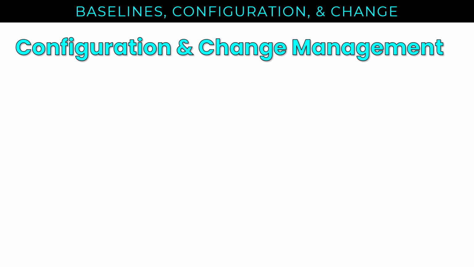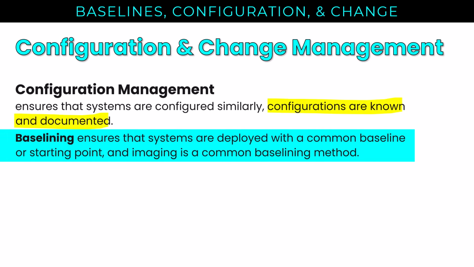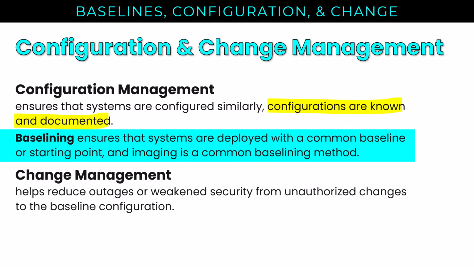So let's talk about baselining, and this really comes in the context of configuration and change management. So I'd like to tackle the bigger topic. Configuration management ensures that systems are configured similarly, configurations are known, and they are documented. Baselining ensures that systems are deployed with a common baseline or starting point, and imaging is a common baselining method. Now, change management helps reduce outages or weaken security from unauthorized changes to that baseline configuration.